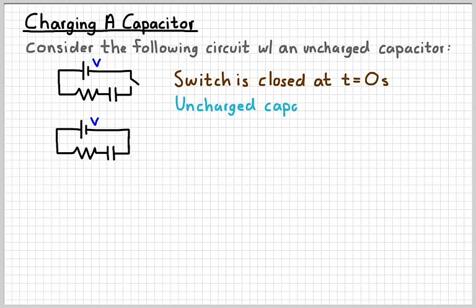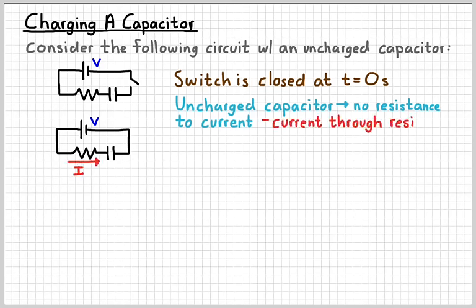Since the capacitor is initially uncharged, it provides no resistance to the current. Basically, it acts just like a wire, and so the current through the resistor is going to be very high. When the capacitor is not charged, it's like nothing's there, just a wire. It's like a short circuit, in other words.